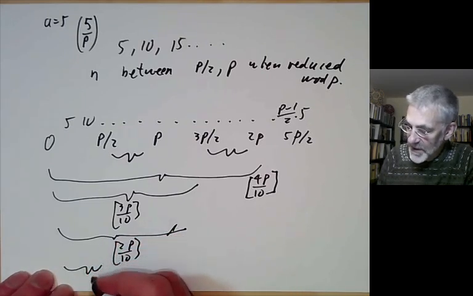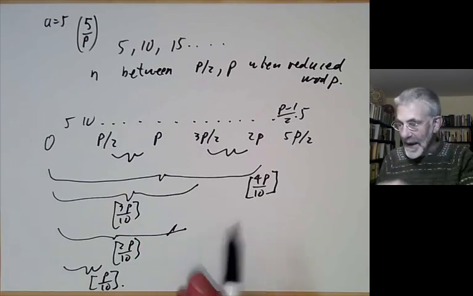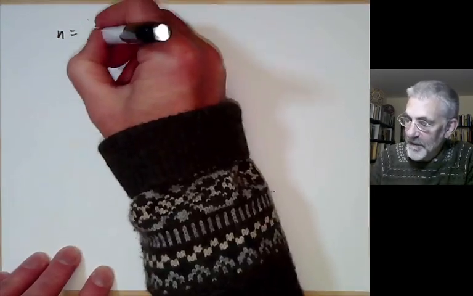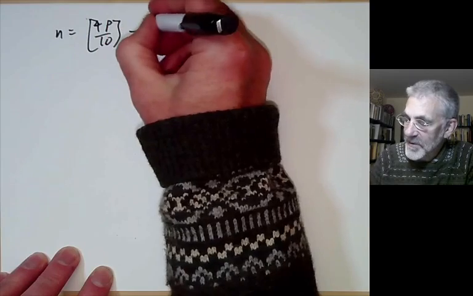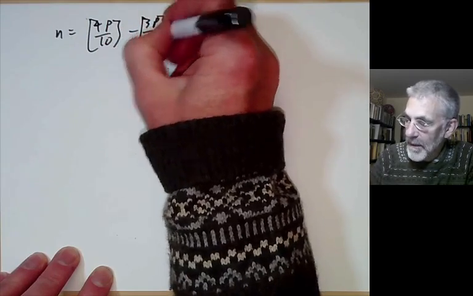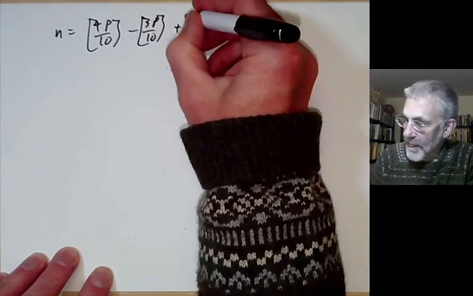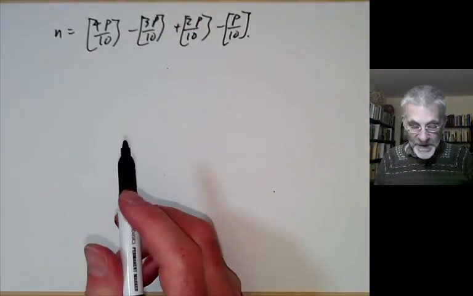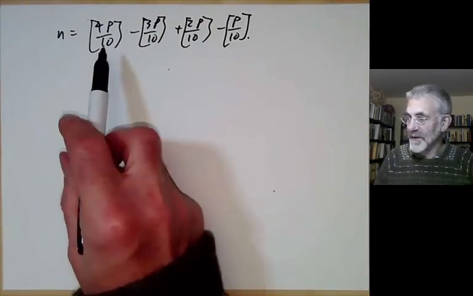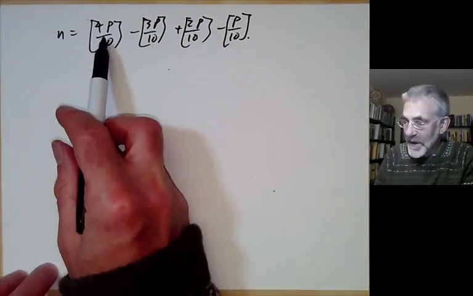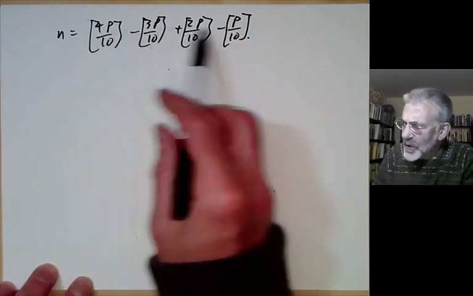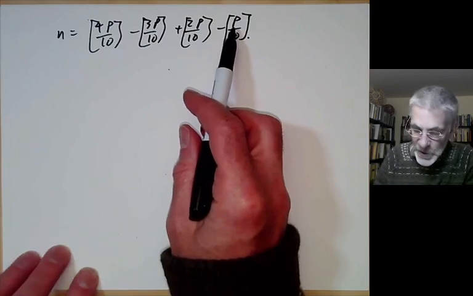And the number here is going to be the integer part of p over 10. So n will be equal to 4p over 10 minus 3p over 10 plus 2p over 10 minus p over 10. And what we want to do is to work out what this is. If you think about it a bit, we only need to know whether this number is even or odd. And the even or oddness of all of these bits will only depend on what p is modulo 20.